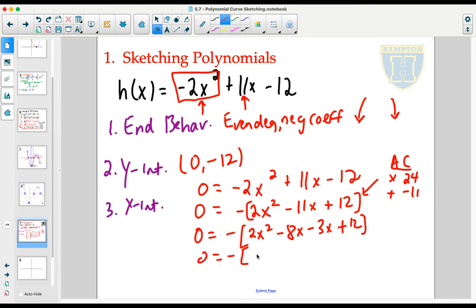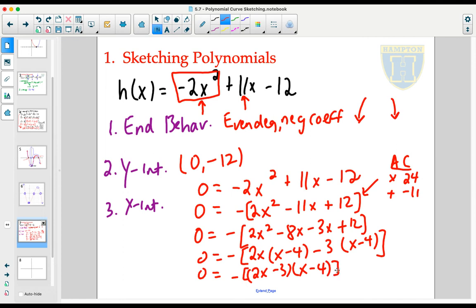Common factor for the first two terms is 2x. We want that binomial to match, so in order to do that, we need to use negative 3 as the common factor out of the back half of the polynomial, leaving us with 2x minus 3, and then the common binomial of x minus 4.